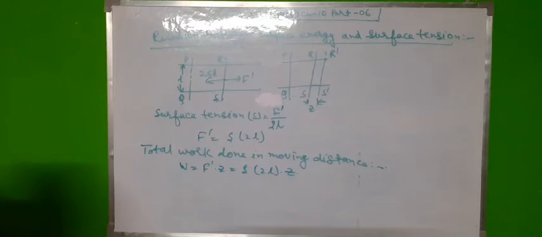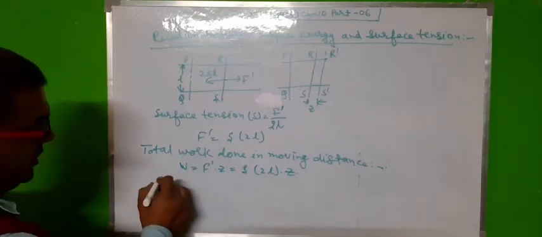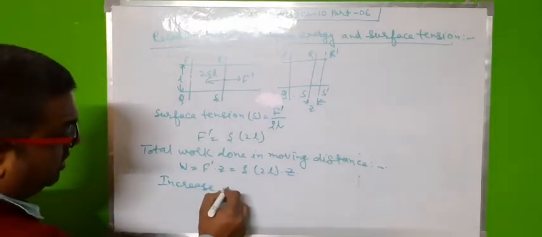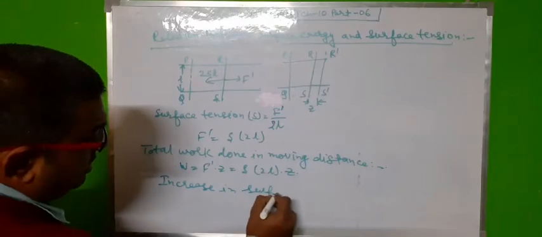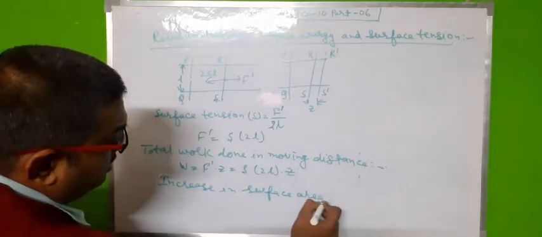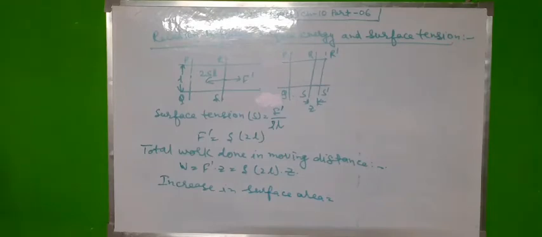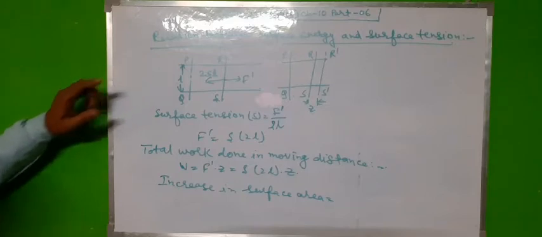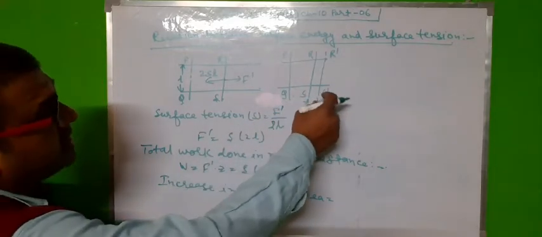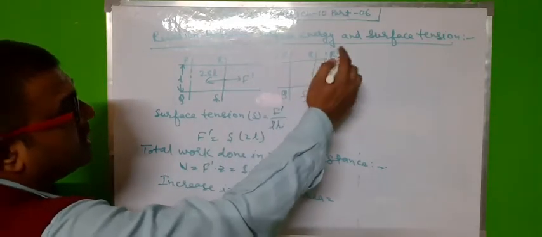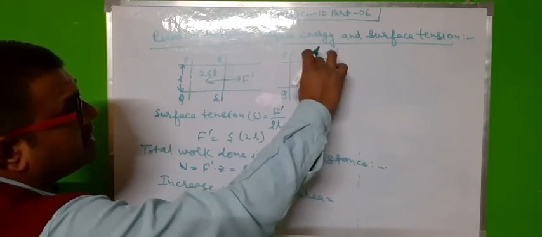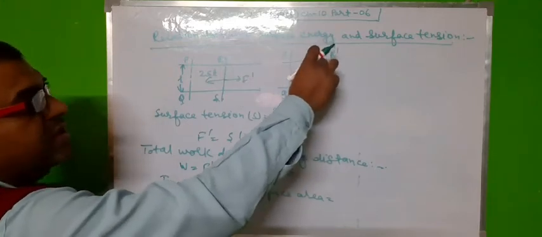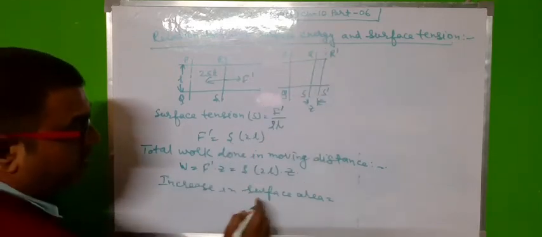Now dear students, what is the increase in surface area? The increase in surface area of the film is what? This distance is 2L, both sides, this side and this side, so it is considered as two films. So it is considered as 2L into Z.